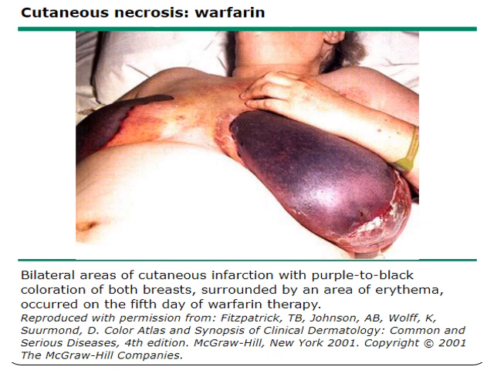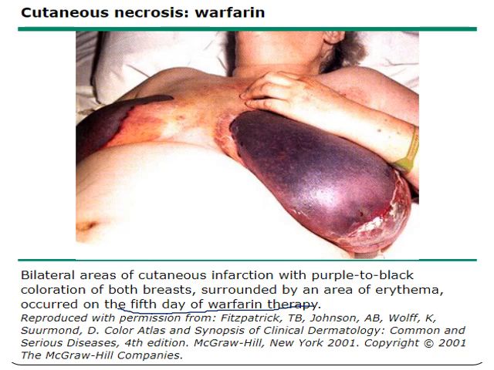Now, this is cutaneous necrosis which was seen in one patient on warfarin therapy, and usually this appears 3 to 5 days after initiation of treatment. We can see here bilateral areas of cutaneous infarction in the breast, seen on the 5th day of warfarin therapy.